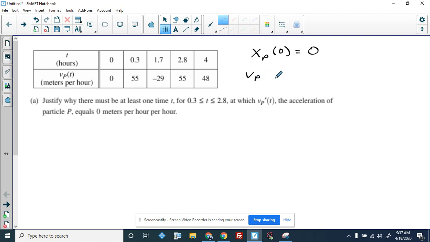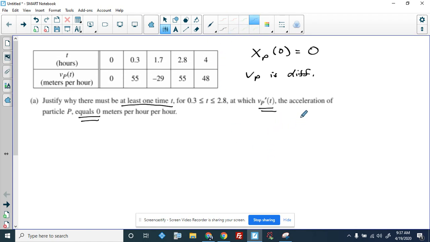Also remember that it told you that Vp is differentiable. Those are two big, huge things. So it says, justify why there must be at least one T in this closed interval at which the derivative of the function they gave you, velocity, which is the acceleration, equals 0 meters per hour squared. It looks somewhat confusing, but it's really not. So let's backtrack a second. I'm going to show you some work that is not a part of the solution to this question. This is just for note flavor.